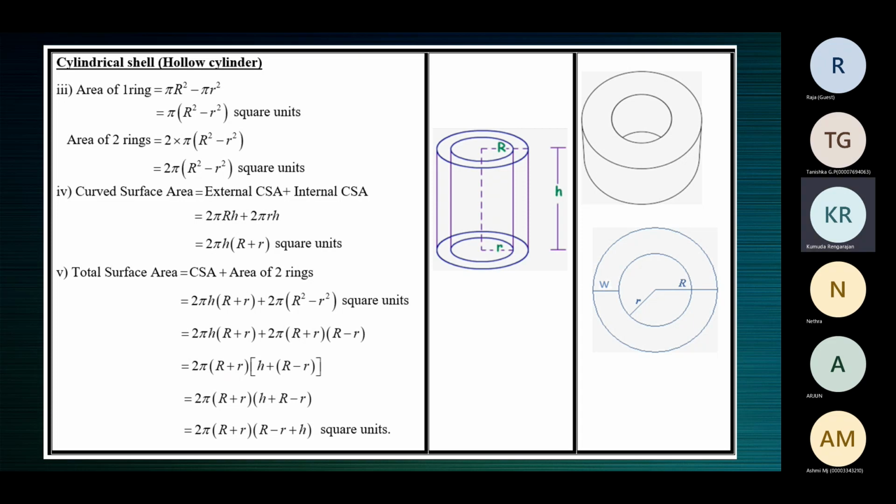Then the total surface area. Now imagine you have to paint this hollow cylinder. Where all will you paint? Inside, the inner CSA you will paint. Then on the outside, the outer CSA. Then there's one ring on the top and there's one ring at the bottom. Only when you paint all this, you have painted the total surface area of the hollow cylinder.